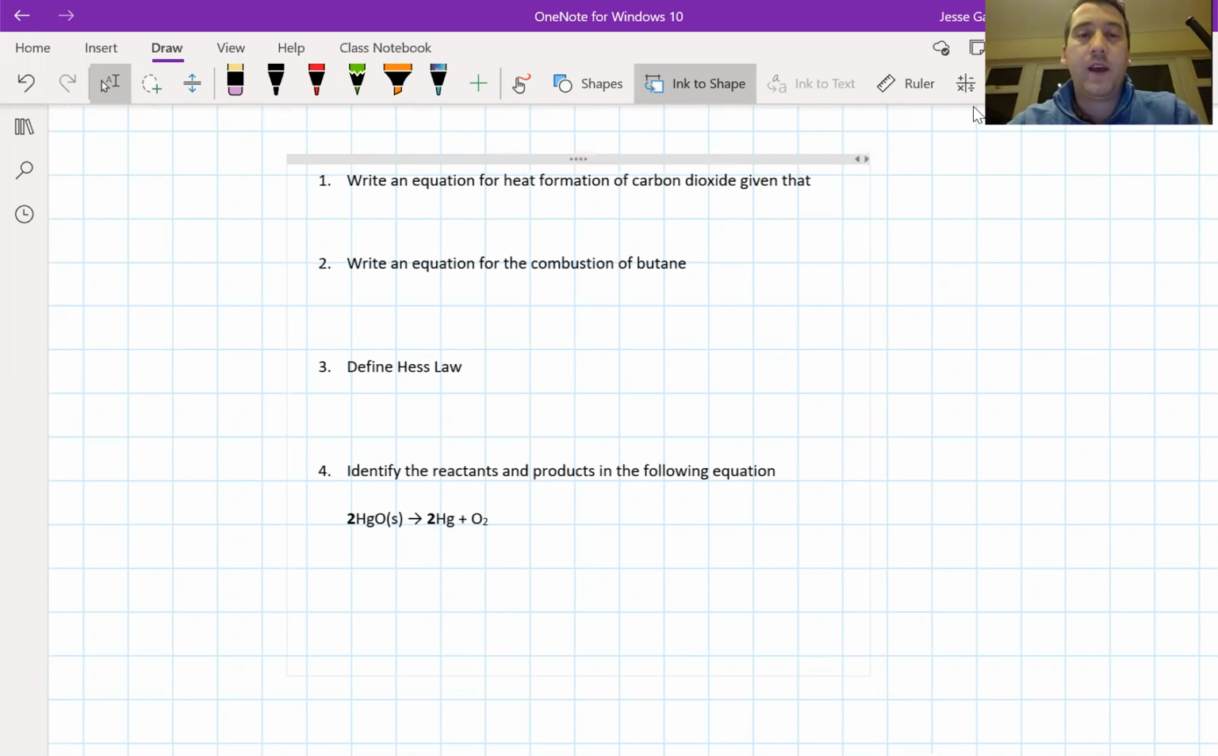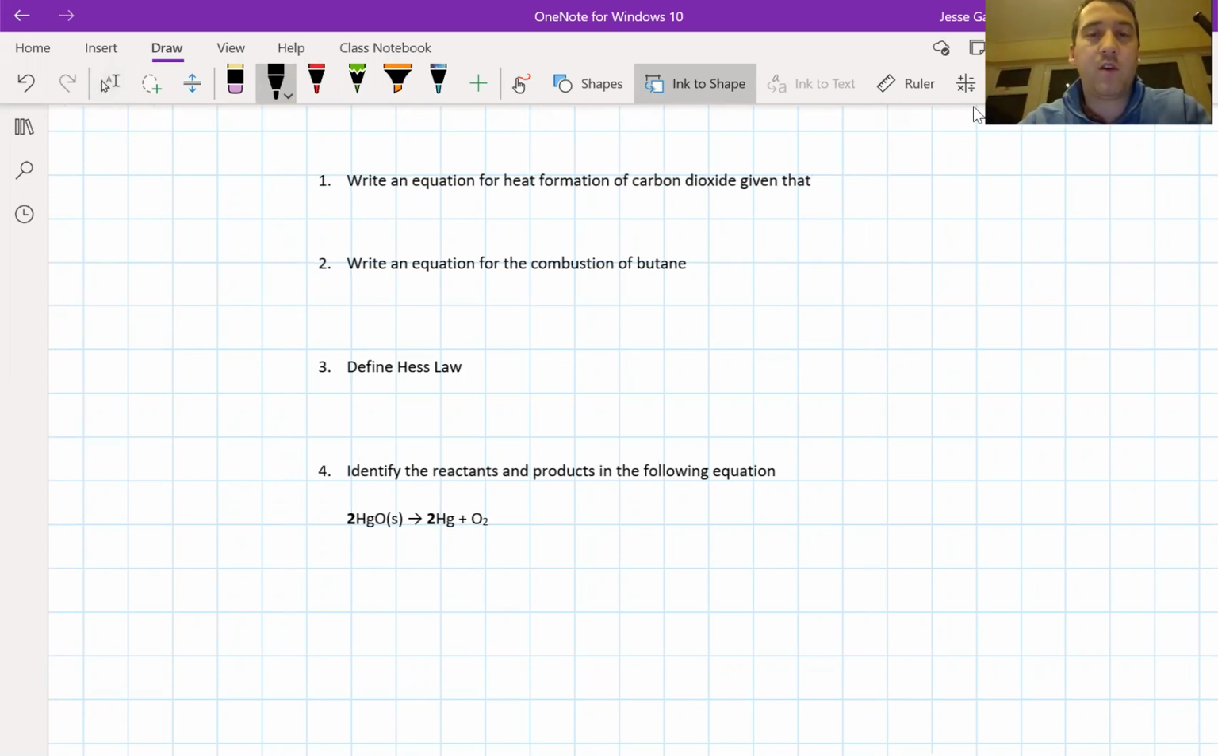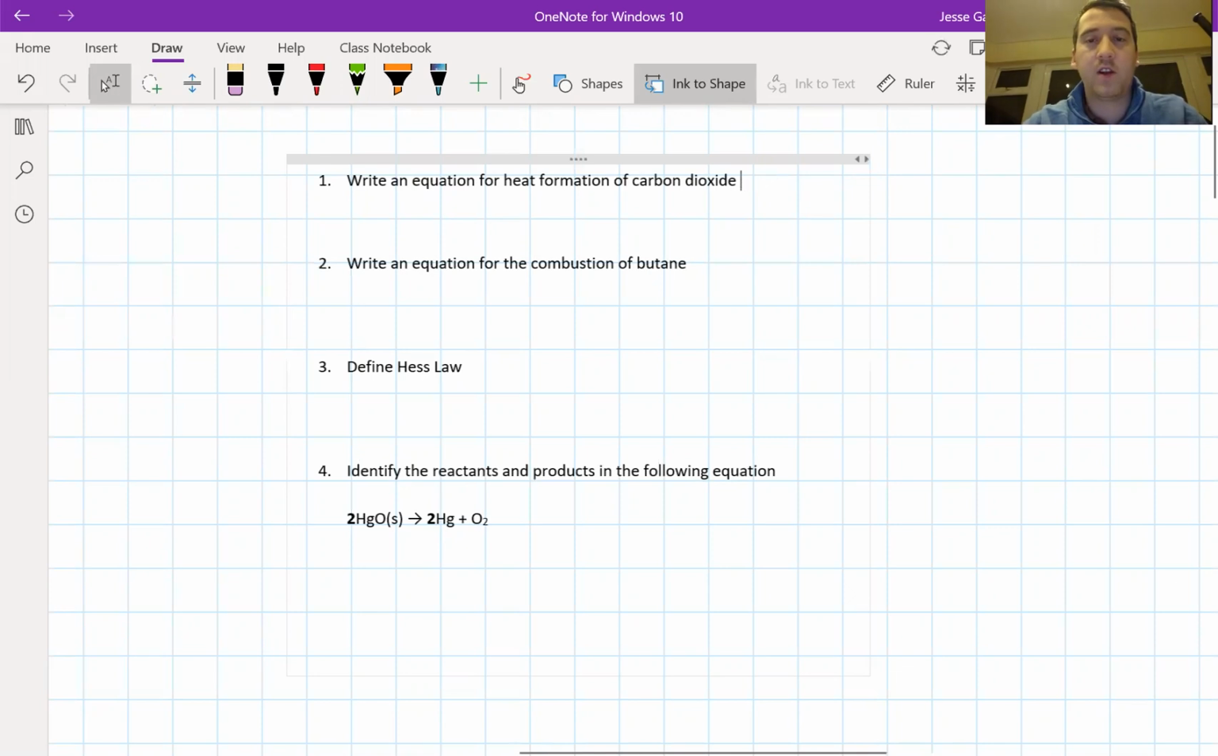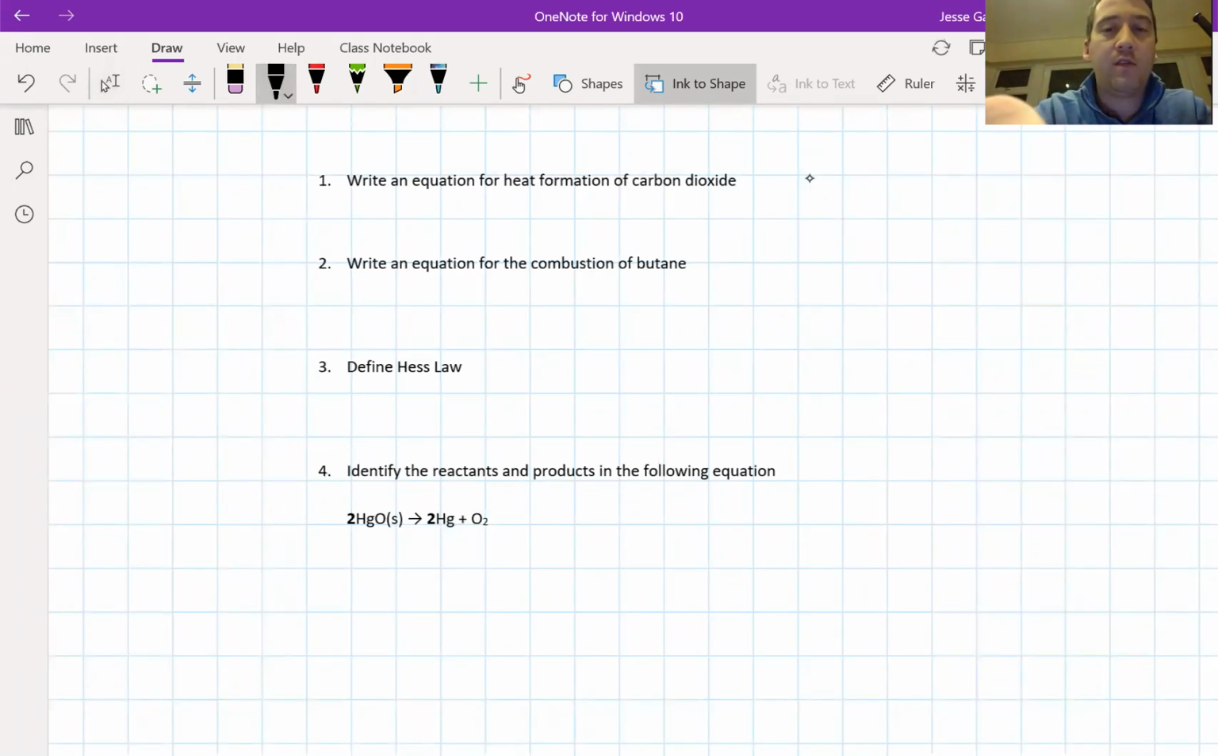Okay, all right, so we're just going to go through them now. First of all, write an equation for the heat of formation of carbon dioxide. So you should have heat of formation of carbon dioxide. Okay, so we're forming carbon dioxide. So CO2 is carbon dioxide, and we are forming it. And when we're writing a heat of formation equation, we always make 1 mole of the product. So we have to make sure that the CO2 has a 1 in front of it, which it does at the moment. Okay.